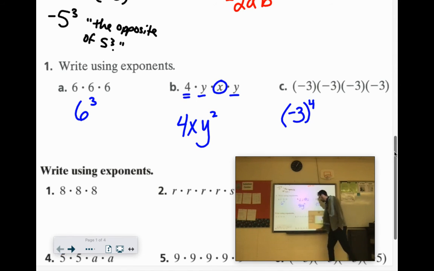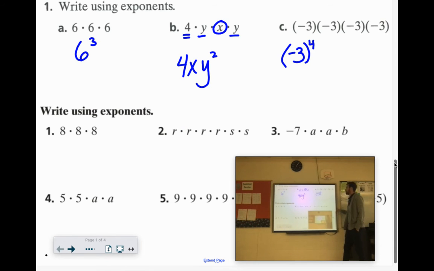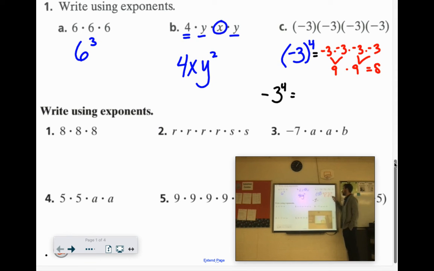Now this, I want to illustrate my point. I was trying to make it earlier with the negative 5 to the 3rd. But this makes a huge difference than this. Negative 3 in parentheses to the 4th means that the negative 3 is there each time. So it means negative 3 times negative 3 times negative 3 times negative 3, just like you see above. Negative 3 times negative 3 is positive 9. Negative 3 times negative 3 is positive 9. 9 times 9 is 81.